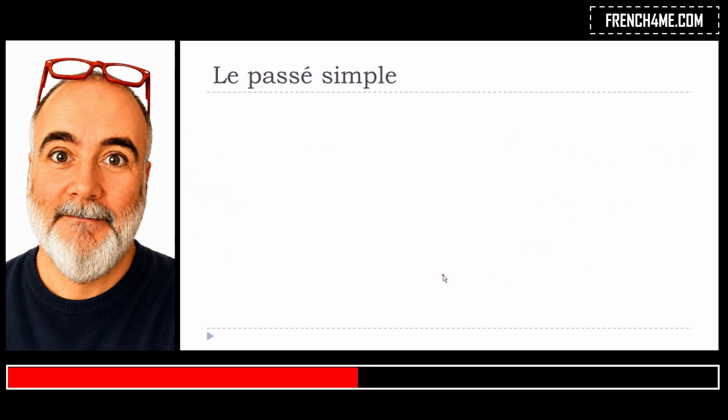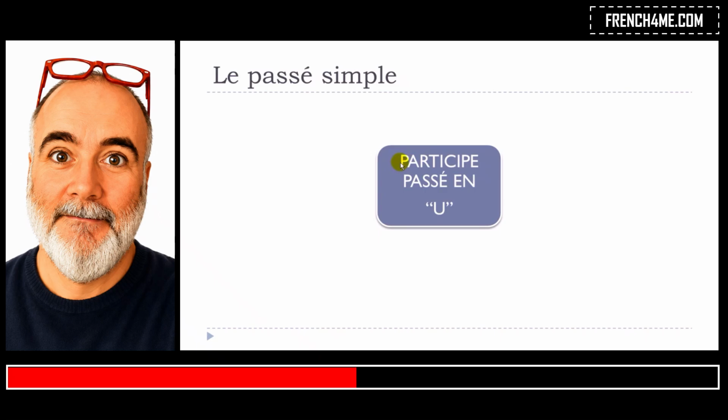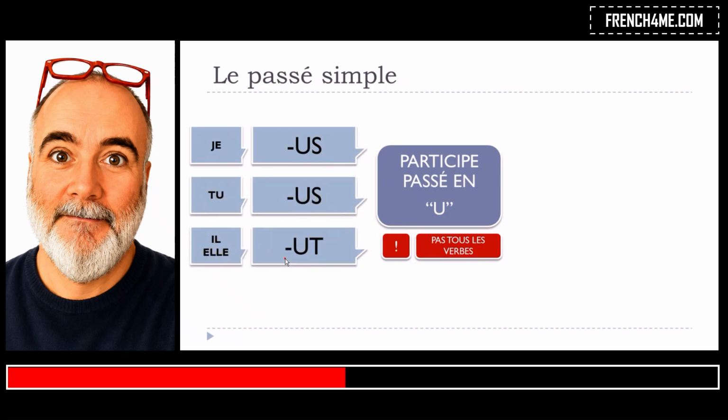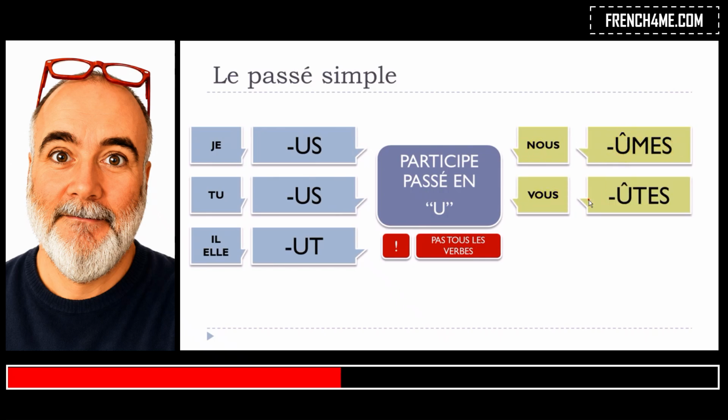Okay, then we'll continue with the verbs that do have their participe passé en U. Okay, remember, not all the verbs, of course, but most of them. And the endings will be je, US, tu, US, il, elle, UT, nous, U accent circonflexe MES, vous, U accent circonflexe TES, il, elle, URENT. Okay?